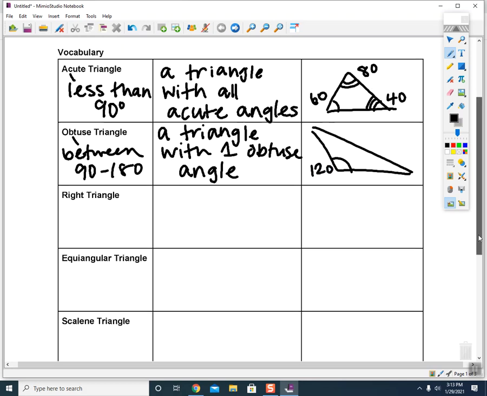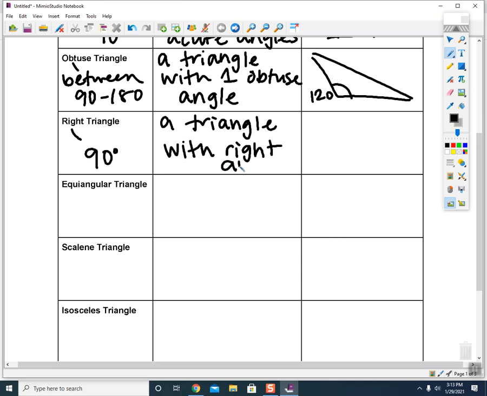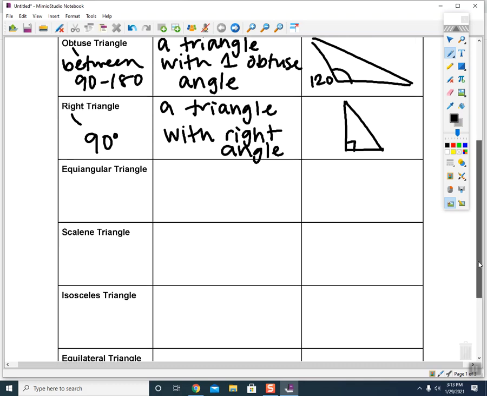Right triangle, a right angle means that it is 90 degrees, right? So it's a triangle with a right angle. So that's just triangle, right angle, right? That is a right triangle. Those should all be a review for the most part.